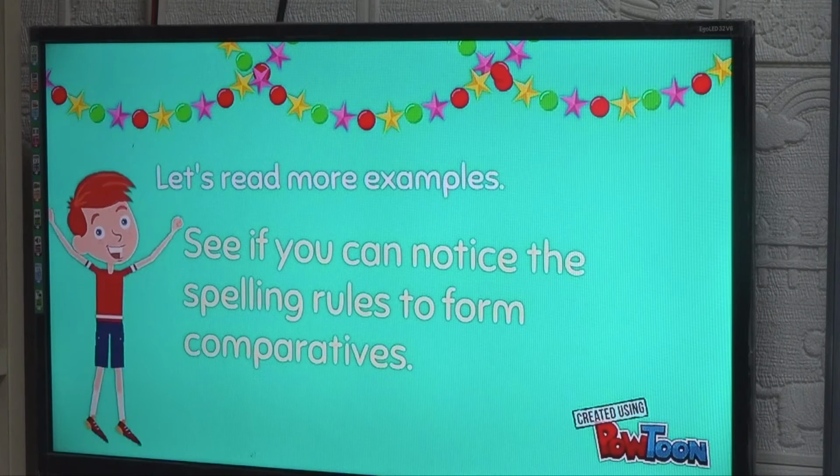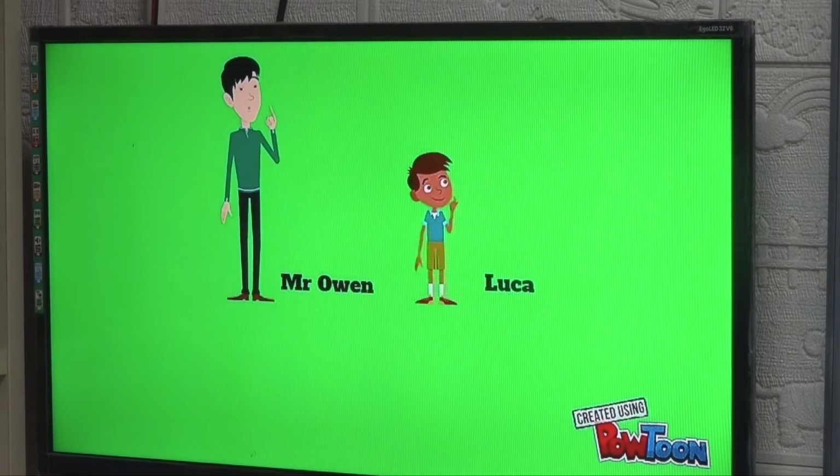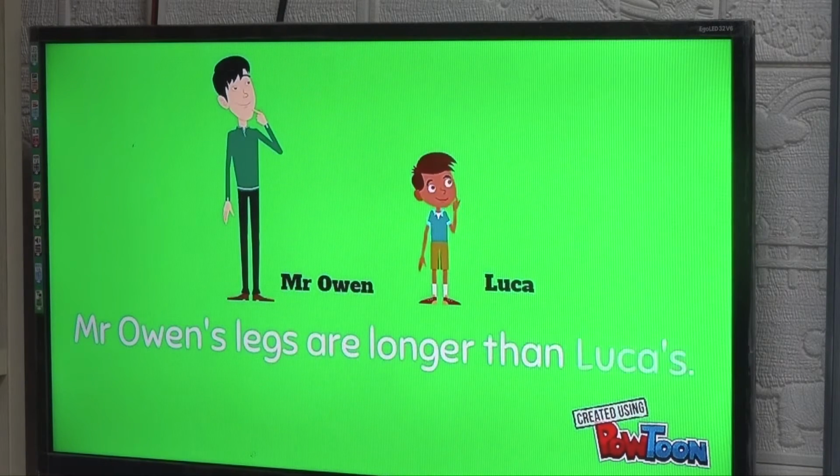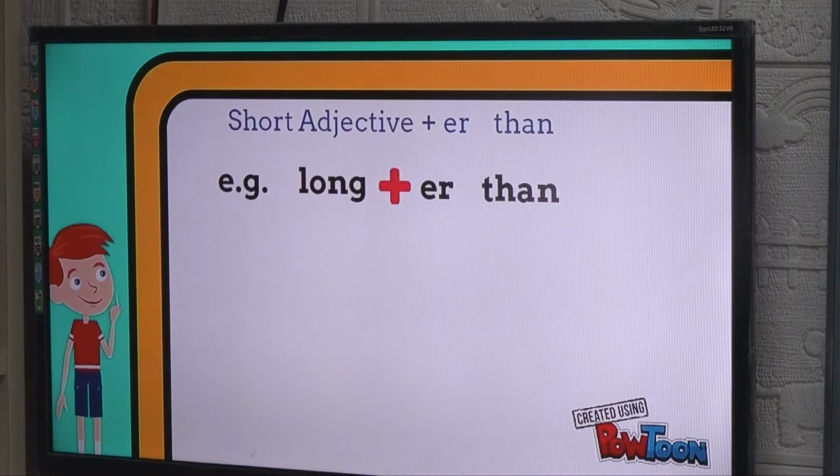Let's read more examples, see if you can notice the spelling rules to form comparatives. Mr. Owen and Luca. Mr. Owen's legs are longer than Luca's.